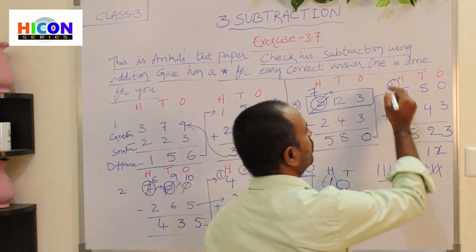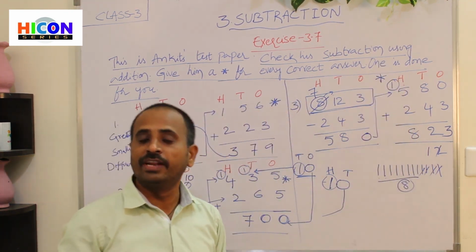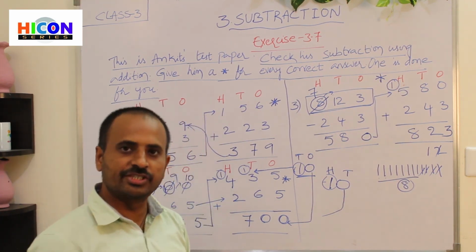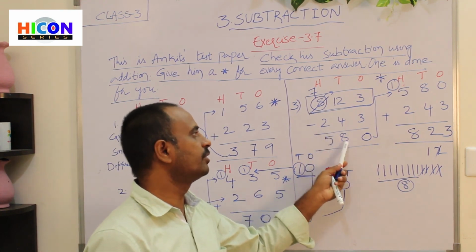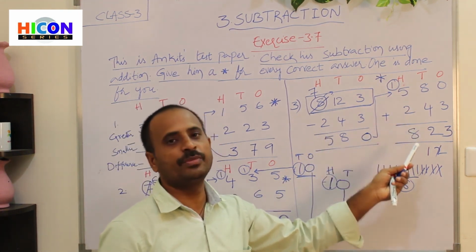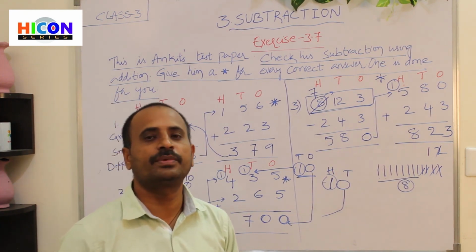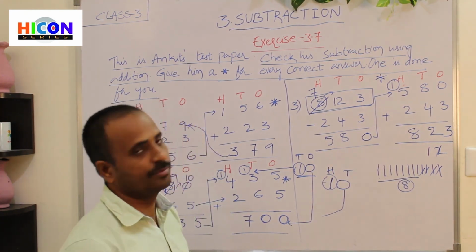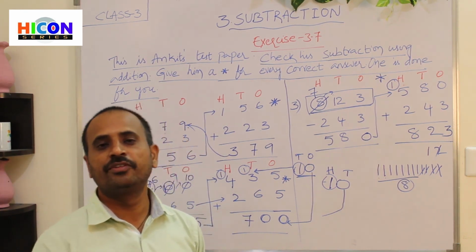So put a star mark, children. In this way we can verify our subtraction by using addition. So how can we add? First we have to add the second number to the difference. If you get the first number, our subtraction is correct. If you don't get the first number, our subtraction is wrong. So practice the remaining problems at home as homework, which are given in the PDF.